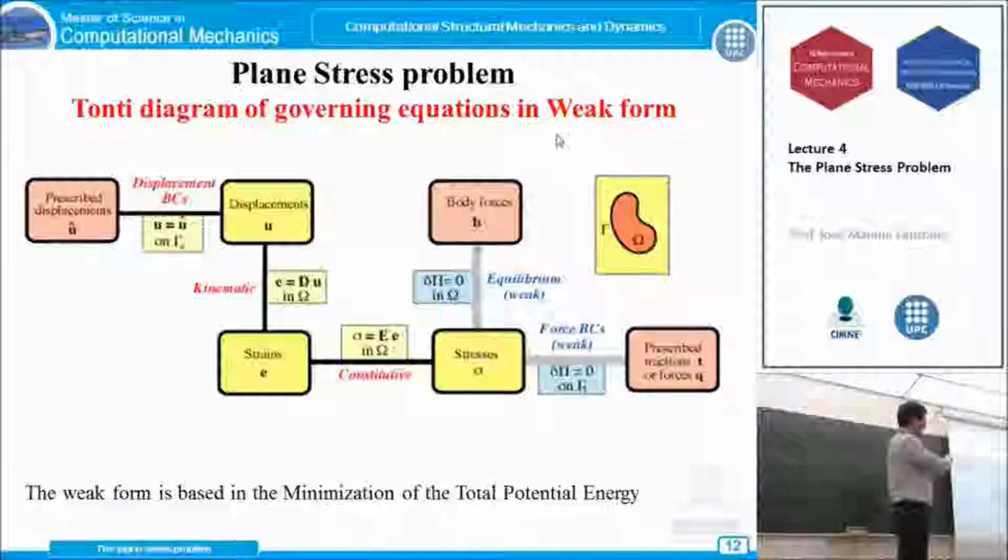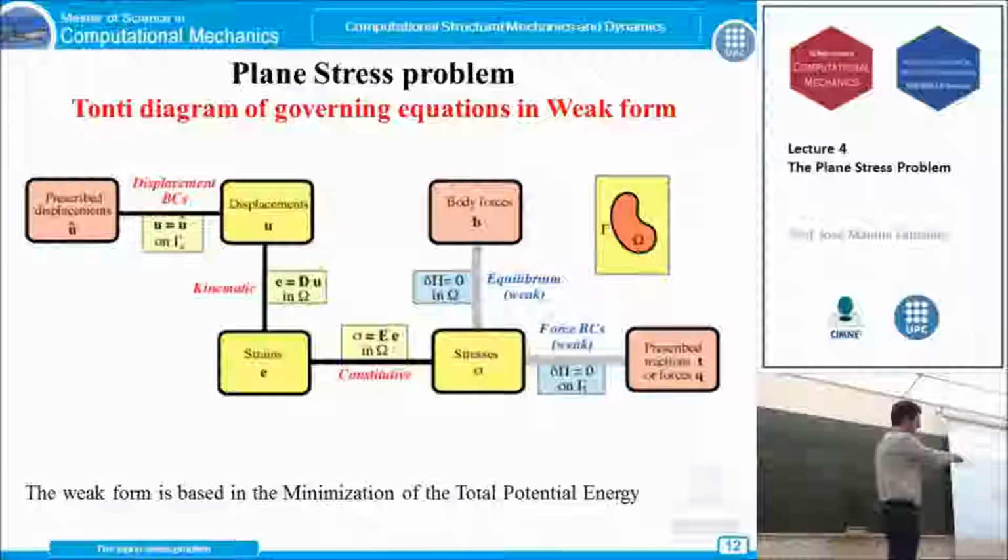Tonti diagram is the same scheme, but here in the equilibrium, this blue square shows the minimization of the total potential energy. This is our equilibrium condition, because our total potential energy principle states that this is the condition to get the exact solution, but we are going to get an exact solution that minimizes this total potential energy, which involves all the domain. We are not solving the problem point by point.